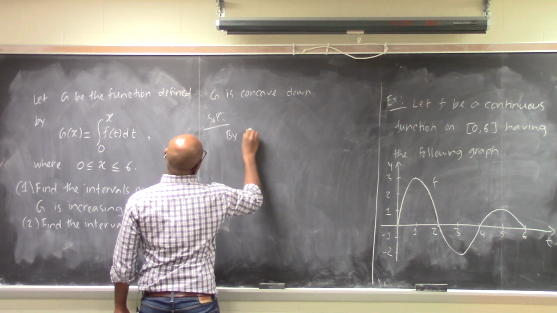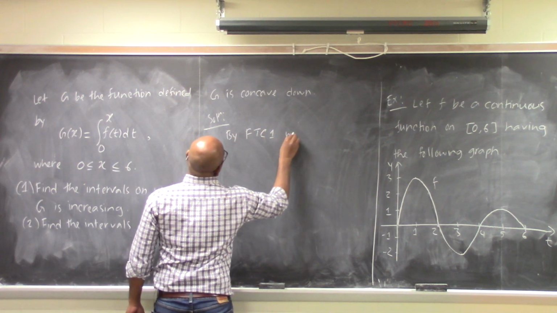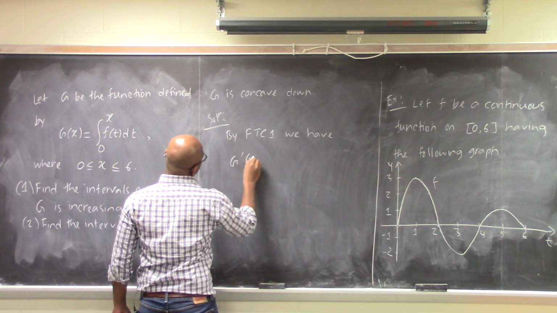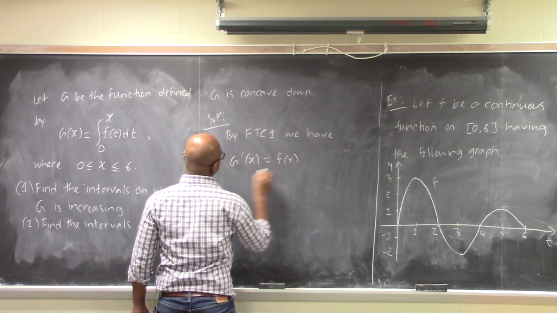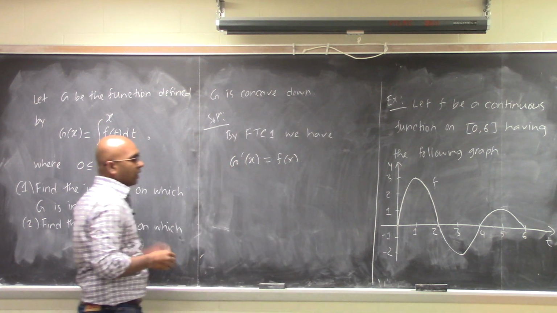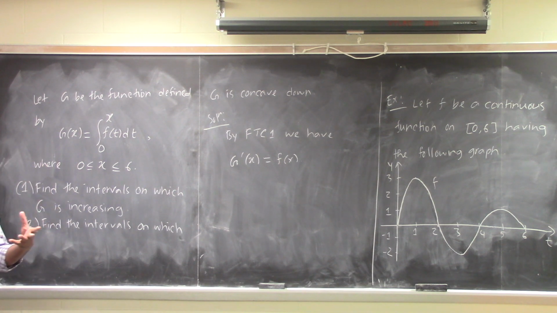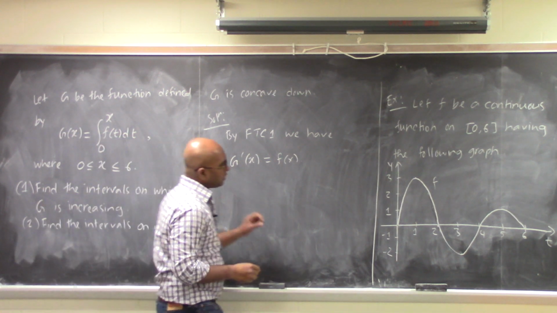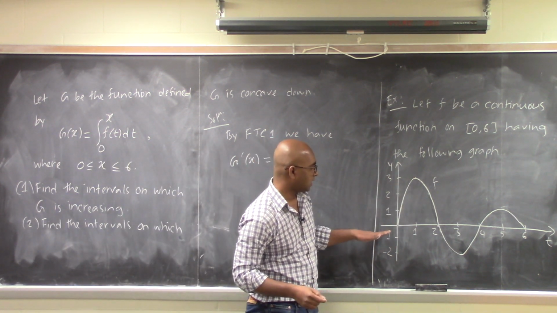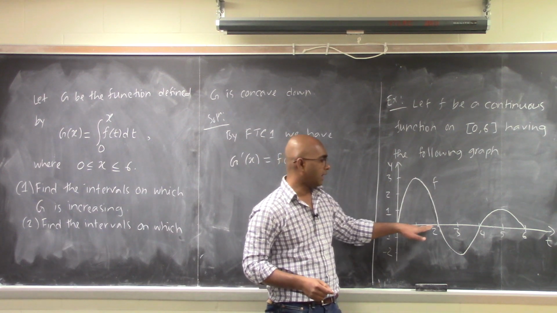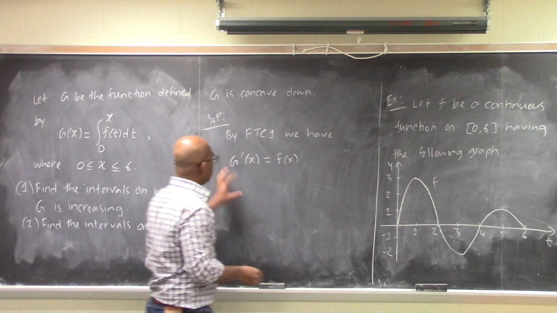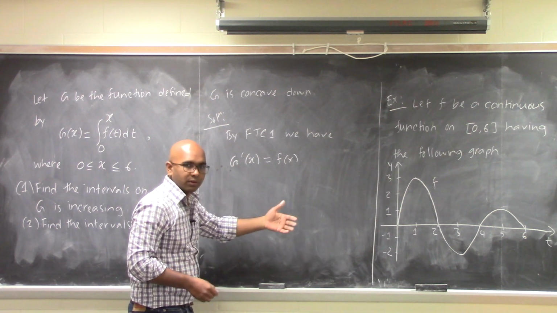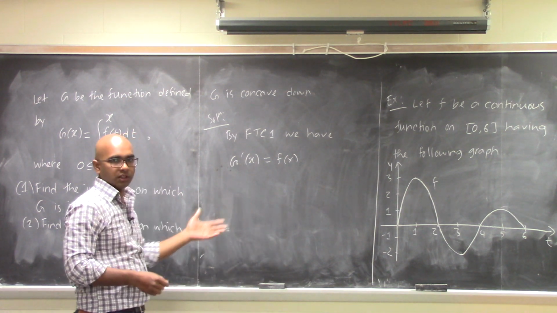So by FTC1, we have G prime of x equals f of x, right? And what do we know? If the derivative is positive, then the function is increasing, right? Now from the graph, what do we see? We see that this function f is positive on the interval 0 to 2 and 4 to 6. That means G prime is positive on 0 to 2 and 4 to 6. And therefore, the function is increasing on 0 to 2 and 4 to 6, right?